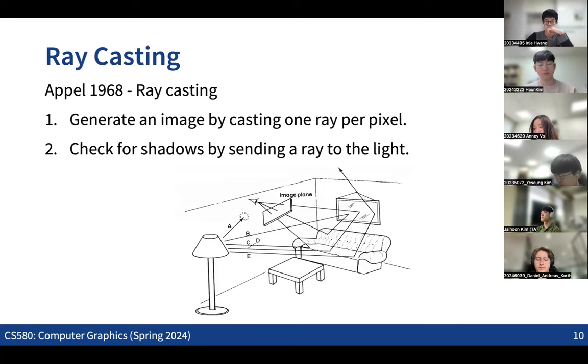Actually, ray casting is a very old idea, which was first introduced in 1968, which is 56 years ago. So it's quite an old idea. It's basically the idea that we are simulating the lighting, this optical process. The ideal case, if we are really simulating the optical process, might actually be starting not from the camera, but from the lights first.